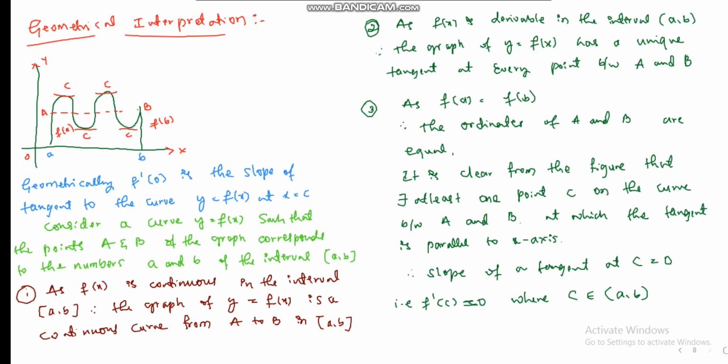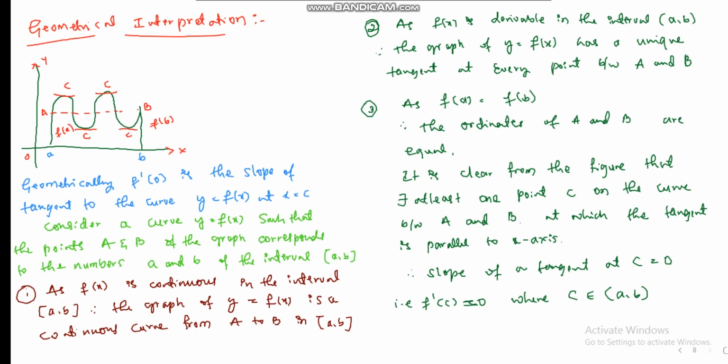Now we know the geometrical interpretation. See, guys, what they have given here: one curve and also one point c. This is parallel to the x-axis, we know already. If a tangent is parallel to the x-axis, the slope of the tangent is 0 here. We already studied this in PUC. So here geometrically, f dash of c is the slope of the tangent to the curve y equals f of x at x equal to c.